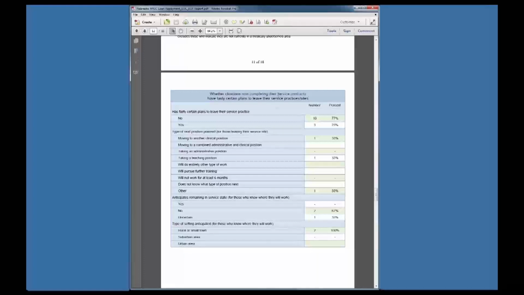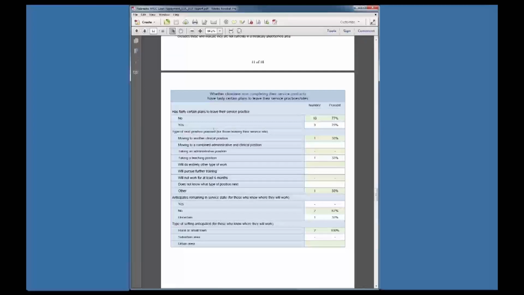People who have responded to the end of your questionnaire, their data is not here because they didn't see this question on their questionnaire. But those who are completing their service saw this question, and they have fairly certain plans to leave their service practice. In this Nebraska cohort, 10 say no they don't, but 3 do have fairly certain plans to leave their practice. These next questions are only for those 3 people.